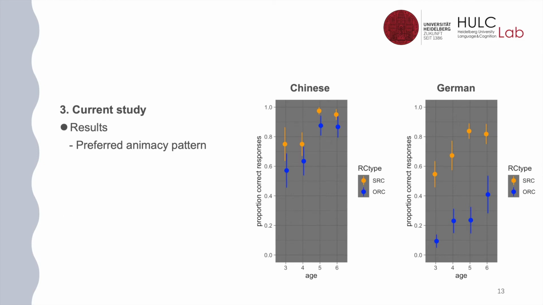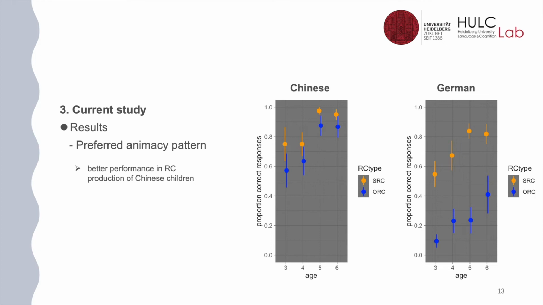Okay, now we finally get to the results. These 2 figures present the proportion of correct RC responses for each age group and each RC type in the preferred animacy pattern from Chinese children and the German children respectively. Comparing the 2 figures, we can find that Chinese children generally performed better in RC production than German children.